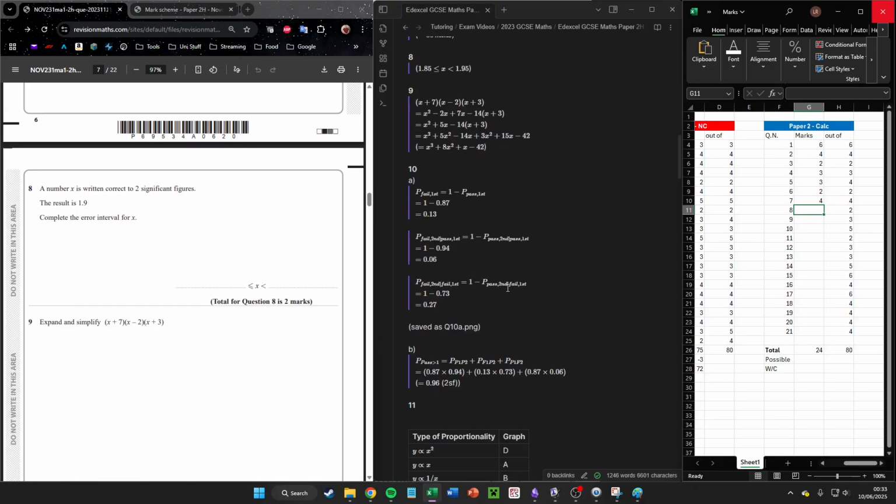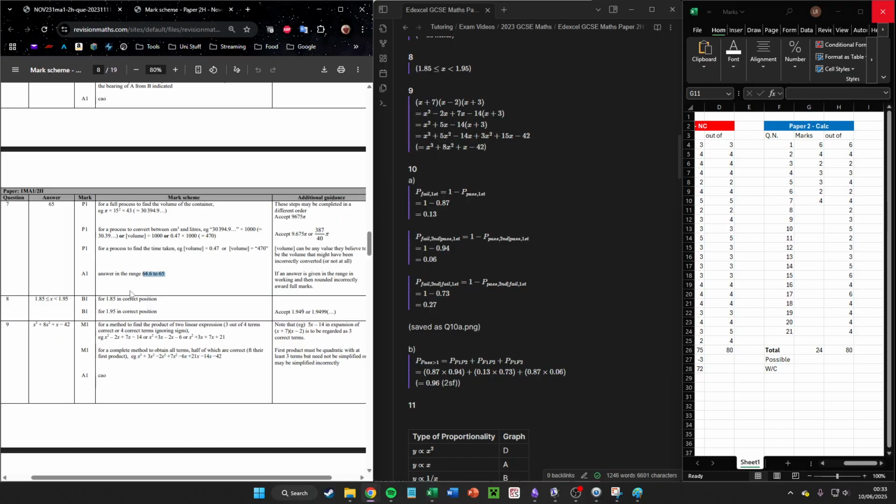Question number 8. A number x is written to two significant figures. The result is 1.9. Find the error interval. I said x is greater than or equal to 1.85 and smaller than 1.95. And yeah, there we go. Just marks for each one. So yeah, 2 marks there.